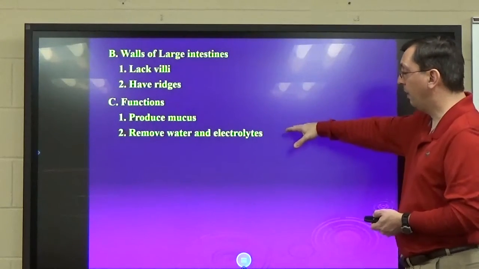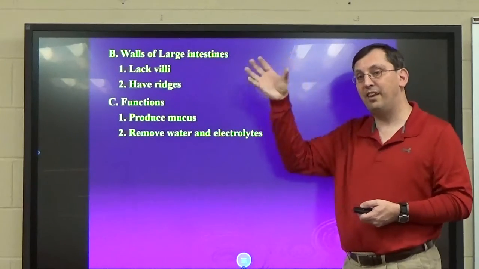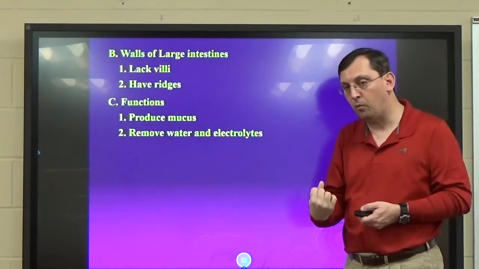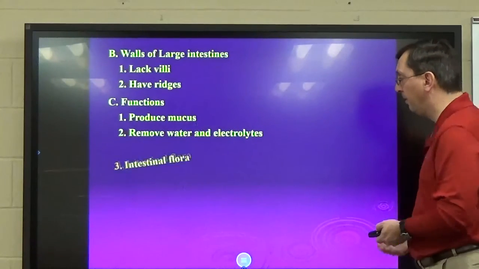You're going to remove water and electrolytes. So the last part of water you have left in your body is going to be removed at this point. It acts like a giant sieve. Small little pores in there allow it to absorb the water and pull it through to be recycled and get as much water out of your waste as possible.